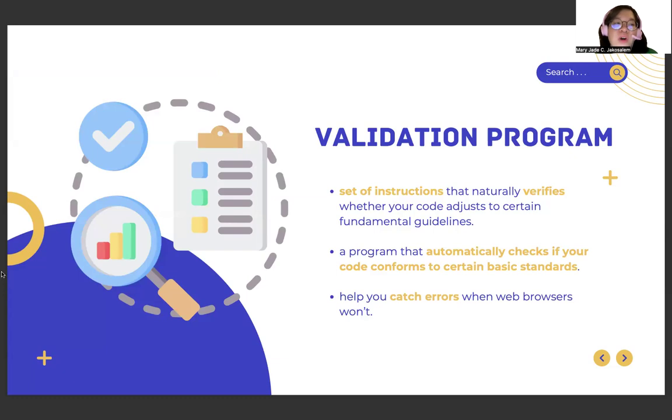Then we have what we call a validation program. It's actually a set of instructions that automatically verifies whether your code conforms to certain fundamental guidelines. It's a program that automatically checks if your code conforms to certain basic standards, and it helps you catch errors before web browsers do. So basically, it's a program used to see whether your codes have errors or not.